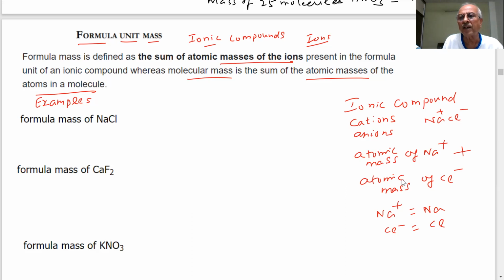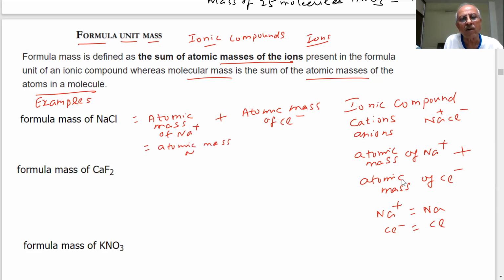In this you have, as I said, sodium ions and chloride ions. Then what will be the answer of this? You will use atomic mass of Na plus plus atomic mass of Cl minus, which will be the same as atomic mass of sodium. I am now writing atomic mass of Na plus atomic mass of Cl, because the mass of an electron is negligible.